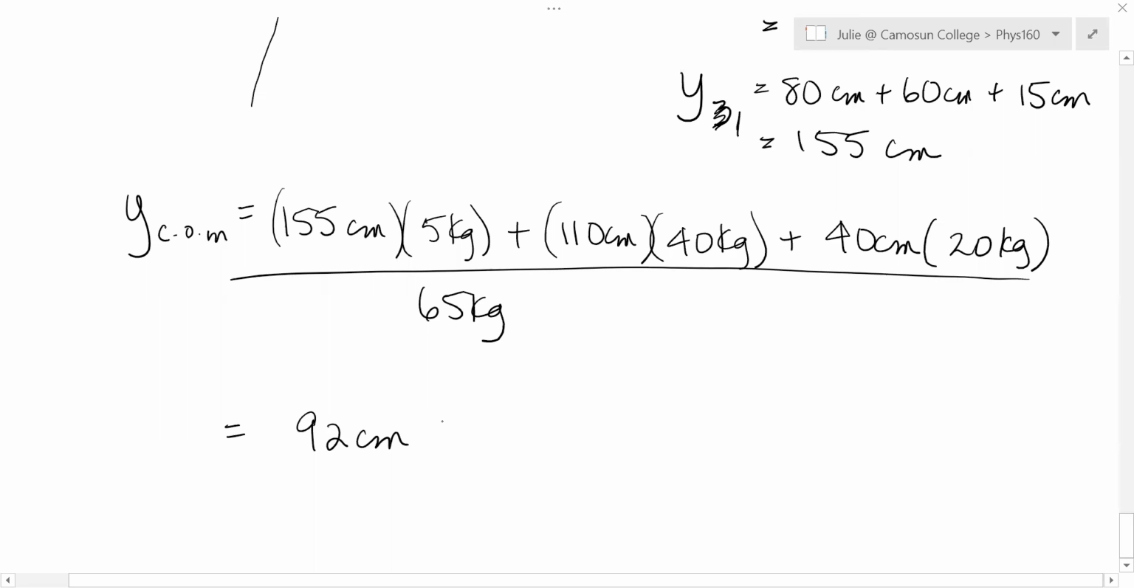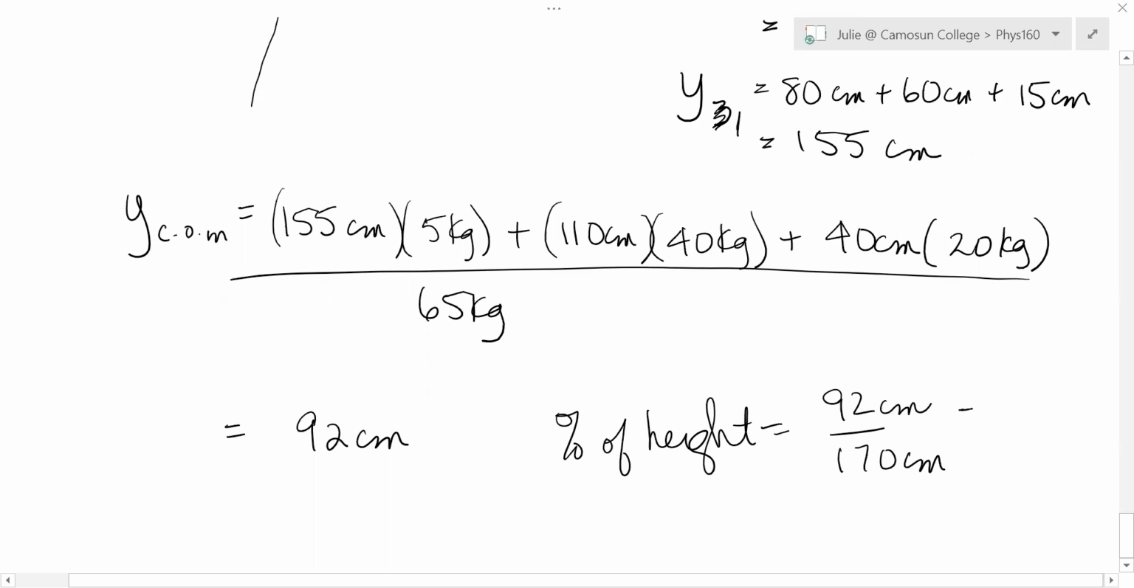And if your total height, so percentage of your height, 92 divided by the total height, which was 170. So this is 54%, which they say that's about average. It's about, say, 52 to 58% of your height is where your center of mass is.